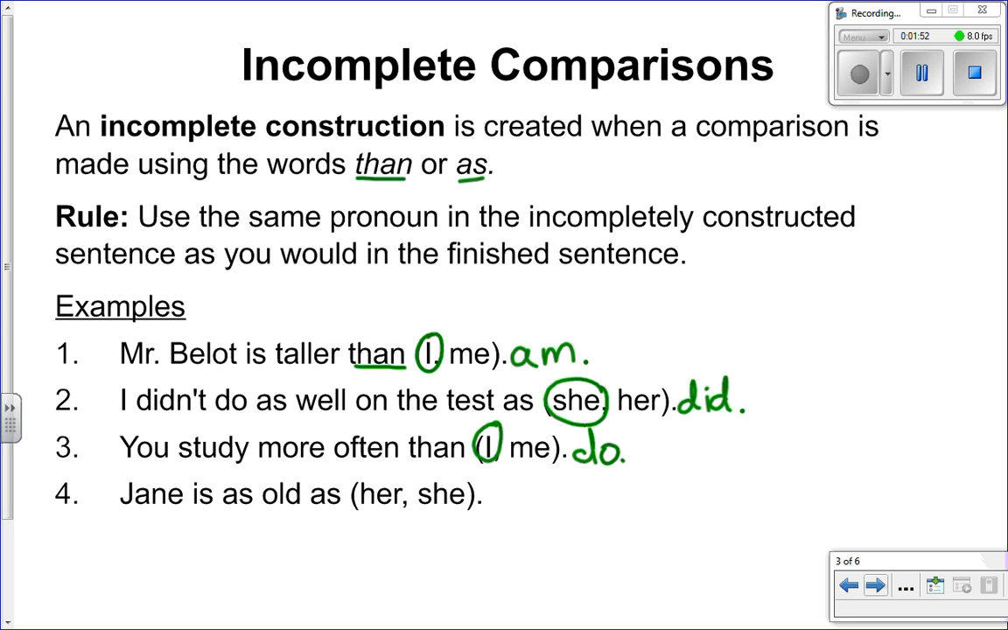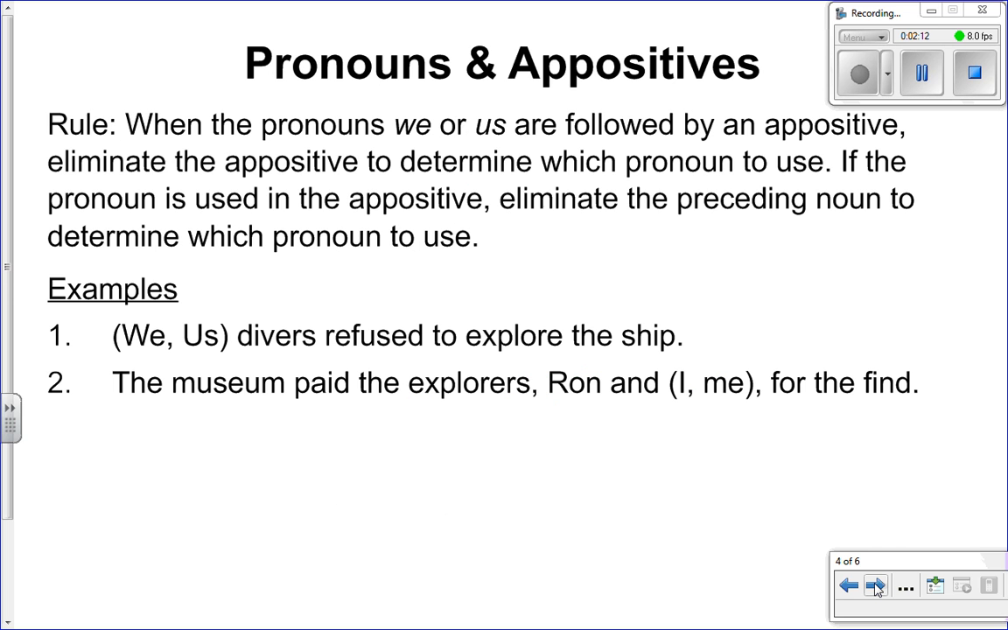In the fourth sentence, Jane is as old as her. Jane is as old as she. So if we complete the construction, it should say Jane is as old as she is. And it would read, Jane is as old as she. I know it sounds really odd, but when you see the words than or as, remember to complete the construction and choose the correct pronoun.